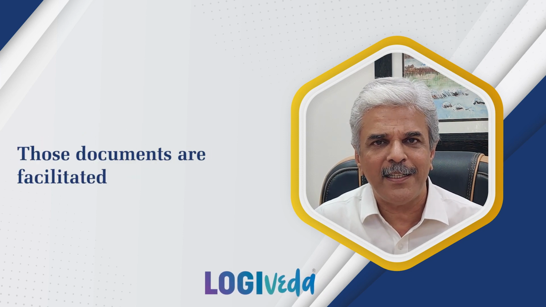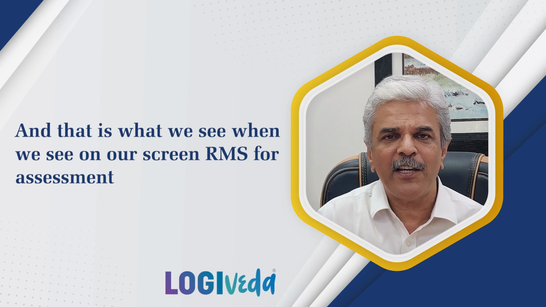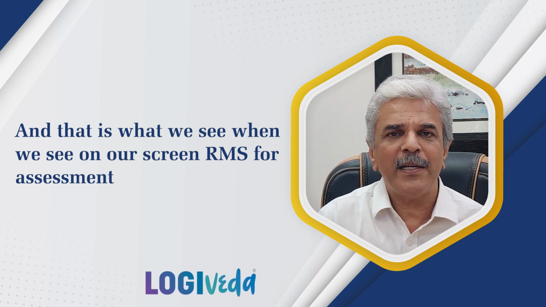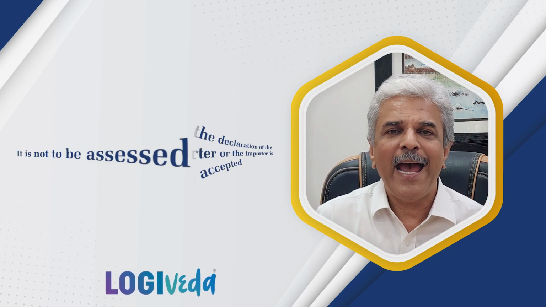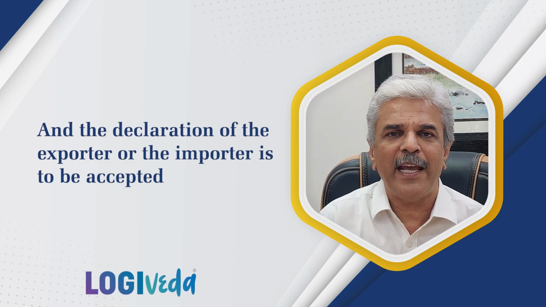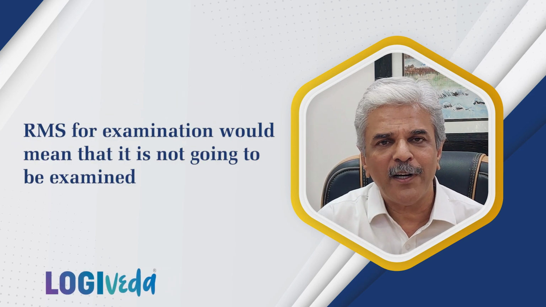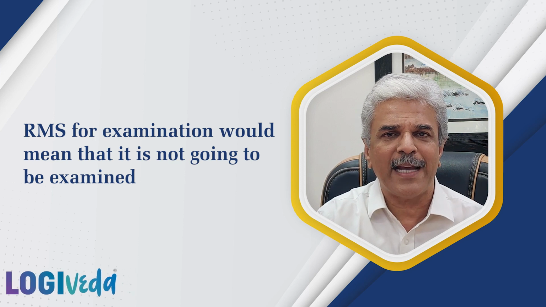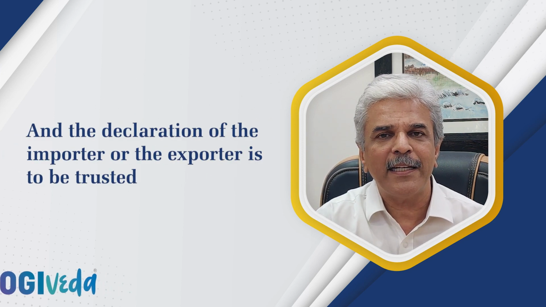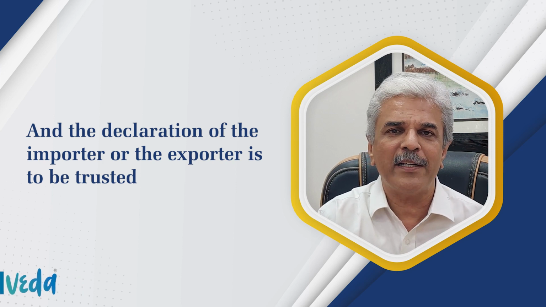And whenever there's an HSN or a CTH and an IEC which the government feels can be trusted, those documents are facilitated. And that is what we see when we see on our screen RMS for assessment. It is not to be assessed, and the declaration of the exporter or the importer is to be accepted. RMS for examination would mean that it is not going to be examined, and the declaration of the importer or the exporter is to be trusted.